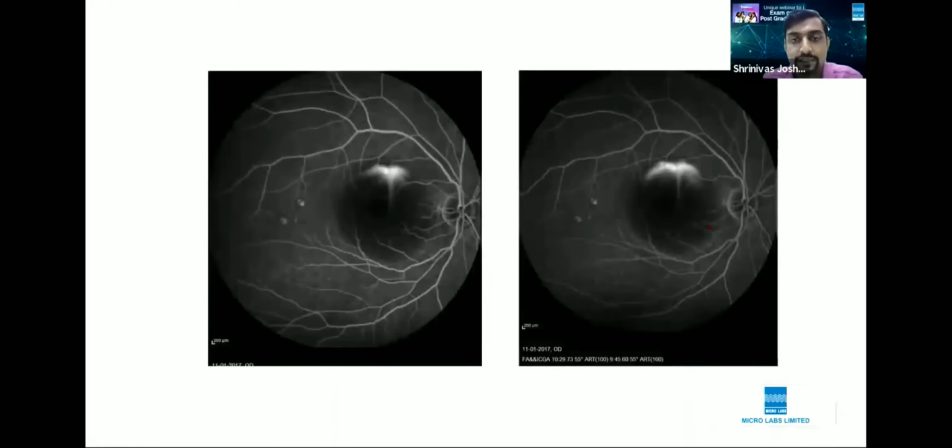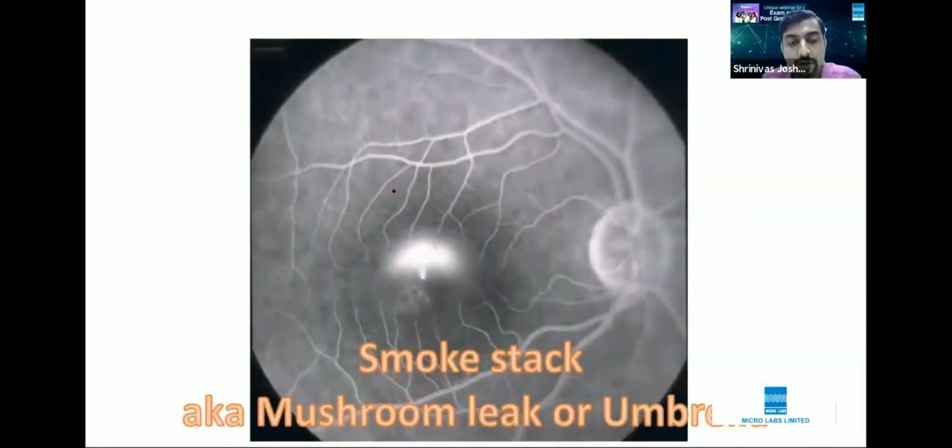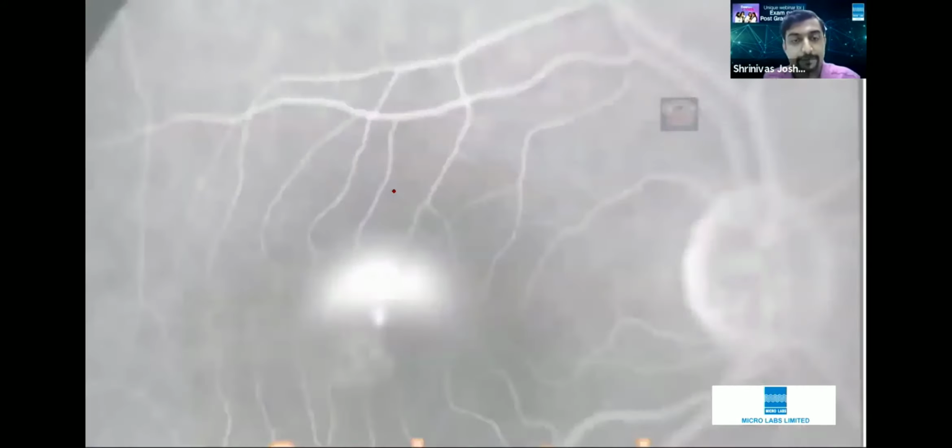Now coming to this, what is this? Again, this is the fundus fluorescein angiographic picture of the right eye. This is definitely an FFA, not an ICG. Why about it? I'll come to it a little bit later. And then you can see a large area of hypofluorescence here. And then you can see some amount of hyperfluorescence which is emerging out like a smokestack. So this is nothing but a smokestack pattern of the CSCR, or it might also be called the mushroom leak or the umbrella leak, whichever the examiner prefers.